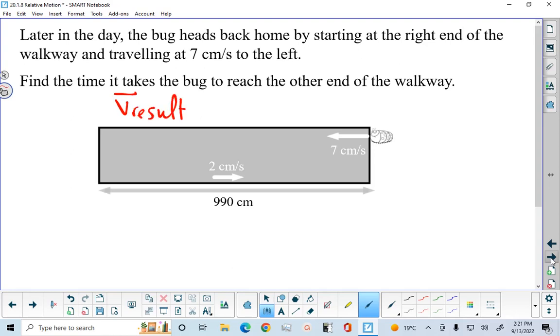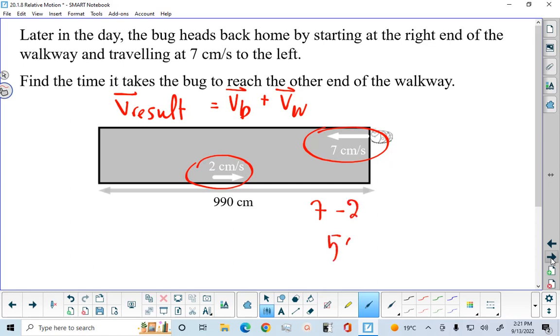And everybody, we get to the same idea that I talked about earlier, that the resultant velocity is going to be equal to the velocity of the bug plus the velocity of the walkway. Except now we have velocities in opposite directions that we're adding together. So we've learned that when you take this vector that's in one direction and this vector that's in the opposite direction, you take the larger minus the smaller, and in this case we get 5 centimeters per second, and the direction of that would be to the left.